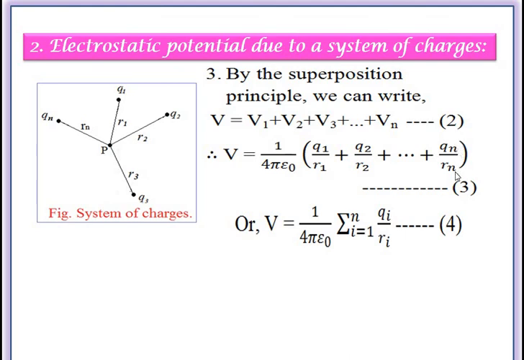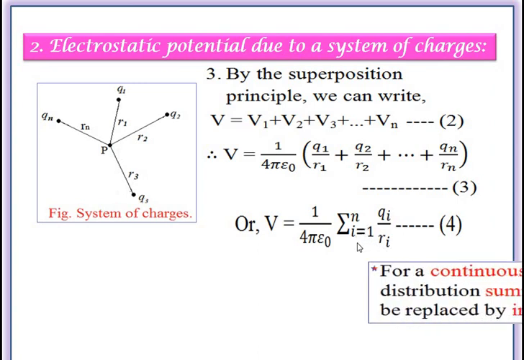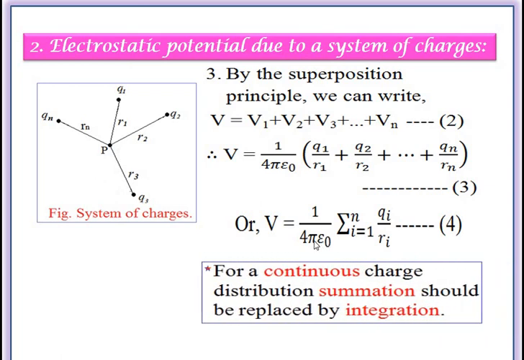Because here the values of i, Q1 r1, Q2 r2, Q3 r3 up to Qn rn, mean the values of i remain the same. Therefore, the electric potential due to a system of charges is given by the relation V is equal to 1 upon 4 pi epsilon 0 into summation of i equal to 1 to n of Qi divided by ri. For a continuous charge distribution, the summation sign can be replaced by the integration sign.